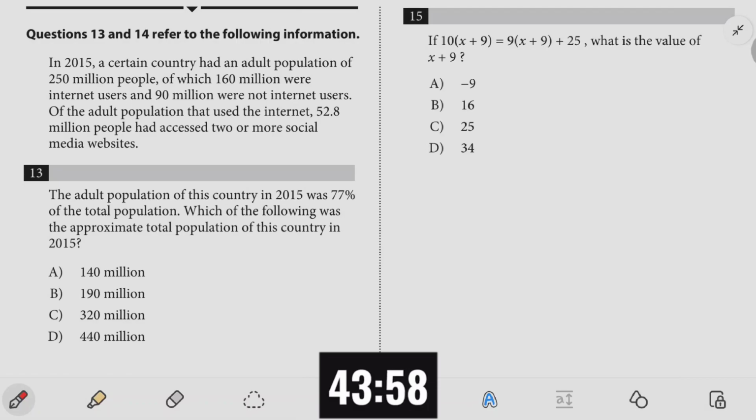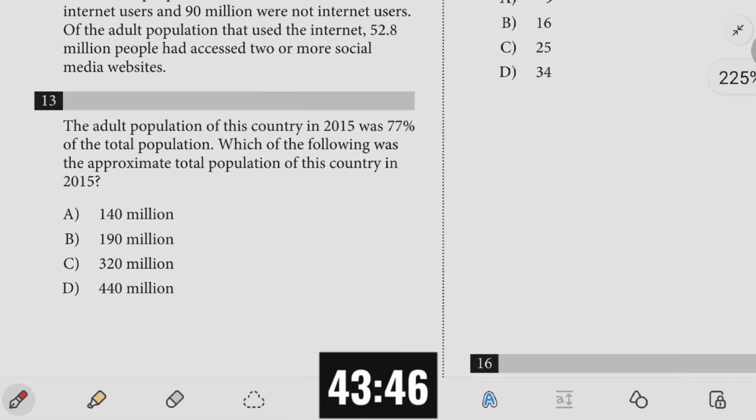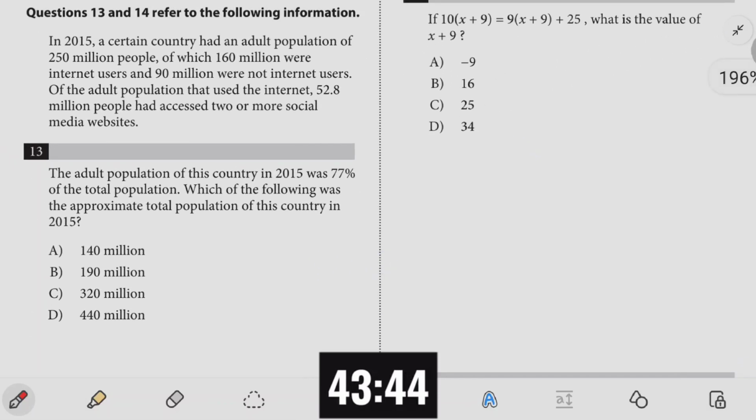In 2015, a certain country had an adult population of 250 million people, of which 160 million were internet users and 90 million were not. 52.8 million people had access to two or more social media websites. The adult population of this country was 77% of the total population. Which of the following was the approximate total population of this country? So let's see. Population times 0.77, so 77% of the total population was the adult population.